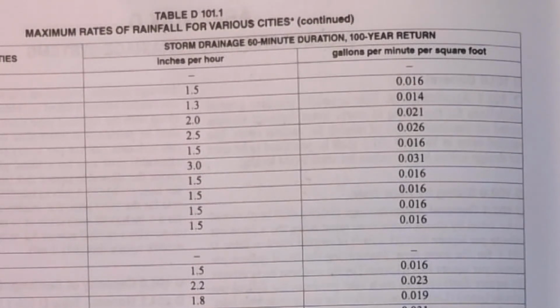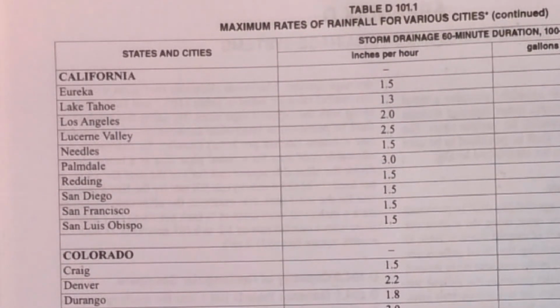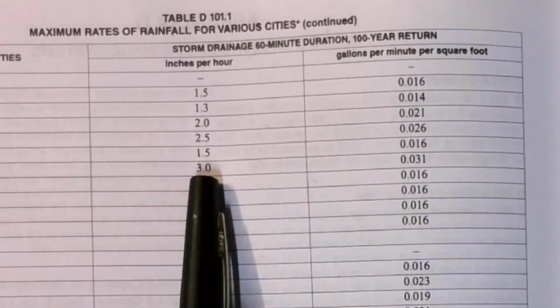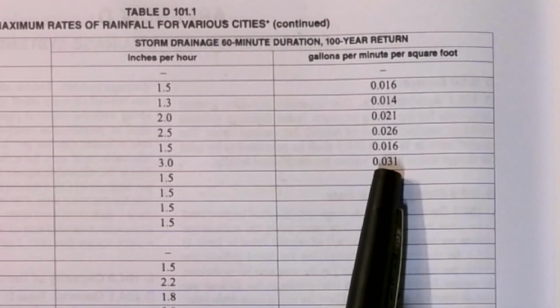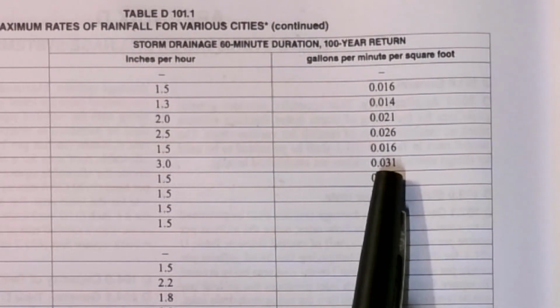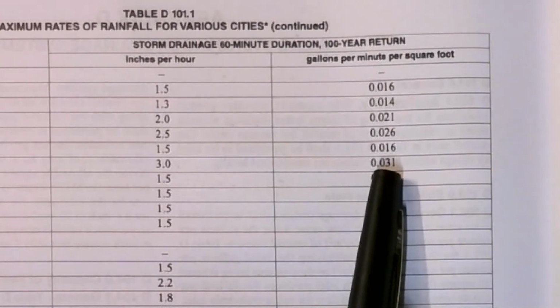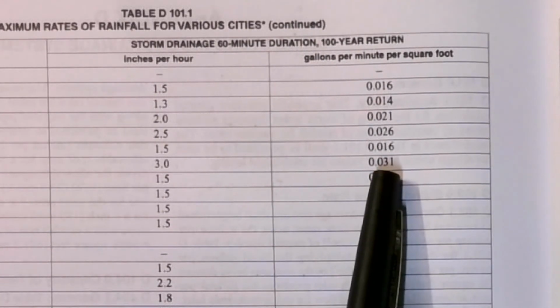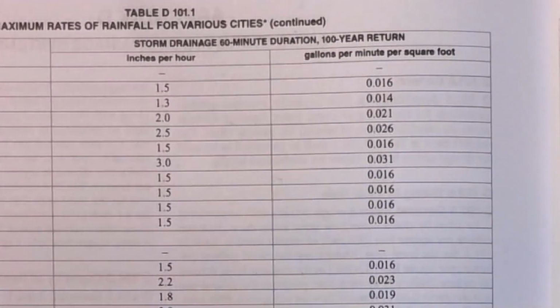Or 0.031 gallons per minute per square foot. Okay? So if I have 1,000 square feet, how many gallons per minute am I going to have in a place like Palmdale? So Palmdale, which is 3 inches per hour, has a total gallons per minute per square foot of 0.031. If I have 1,000 square feet, I'm going to take 1,000 and multiply it by 0.031, and I'm going to get 31 gallons per minute.